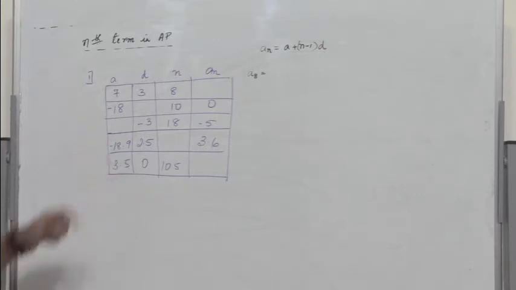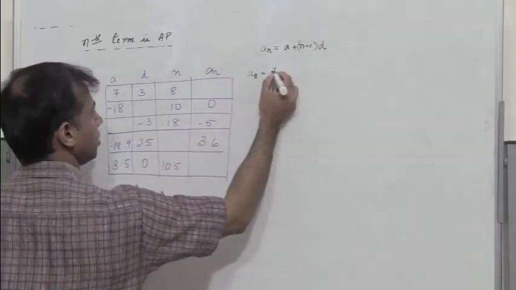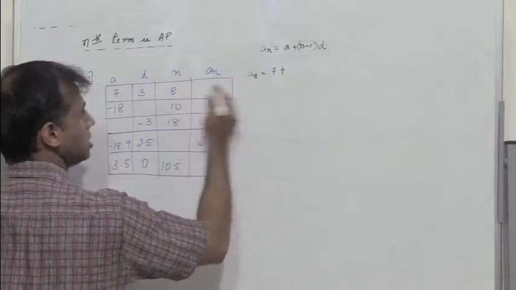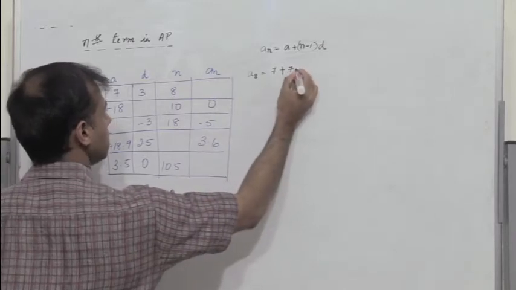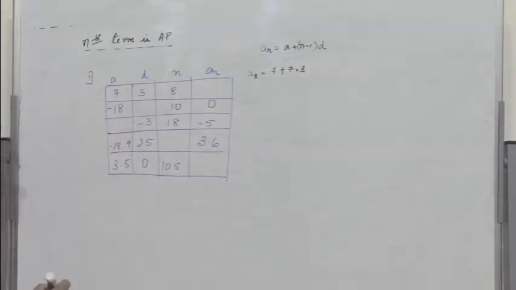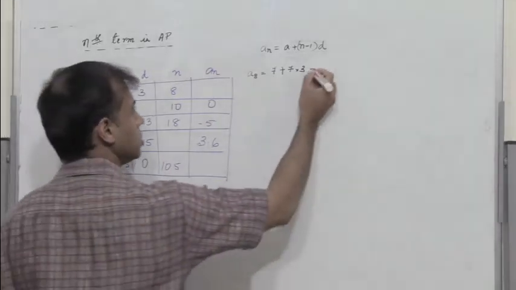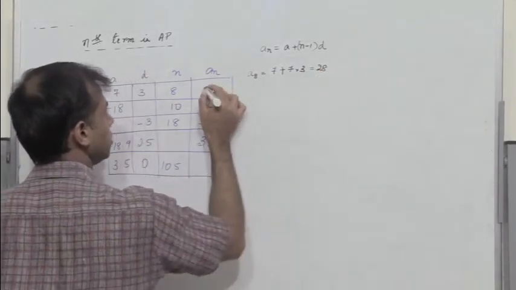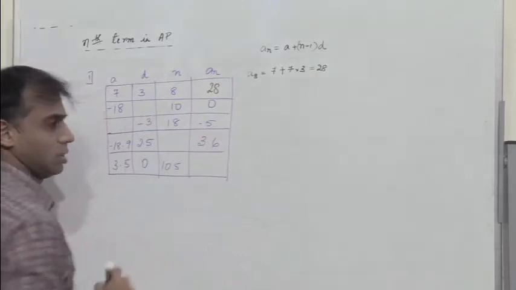So therefore A8 is A, which is 7, plus n minus 1, n is 8. So 8 minus 1 is 7 into D is 3. So this is 21 plus 7, which is 28. So therefore the answer is 28.